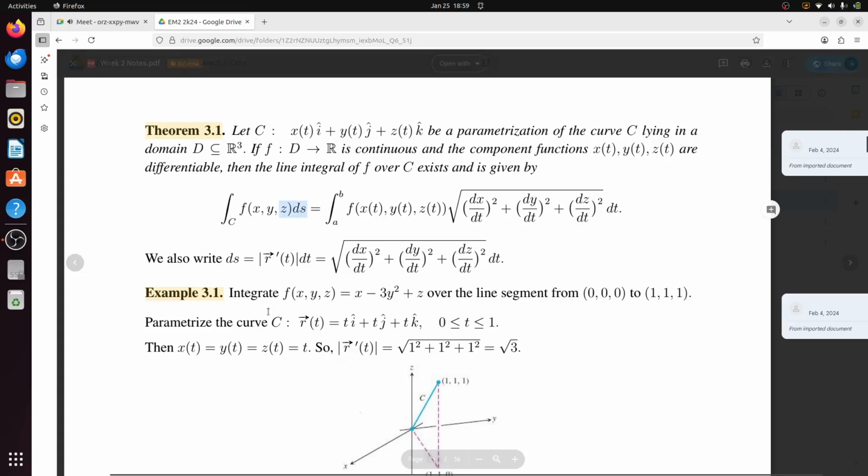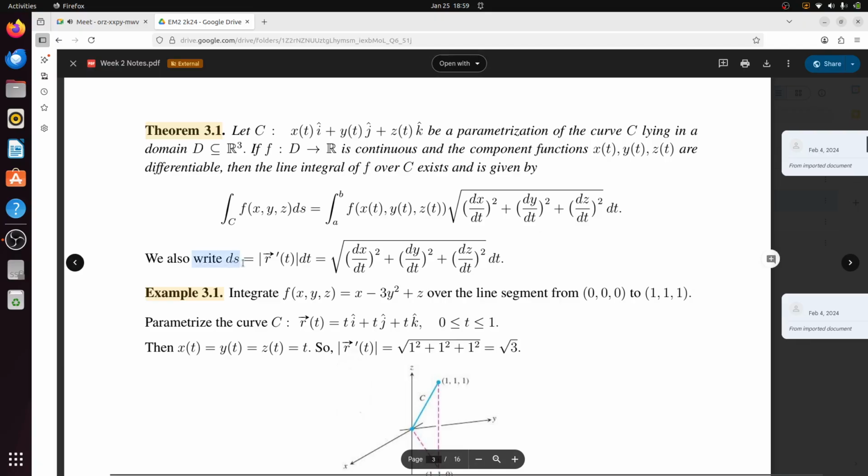Now this ds is the elementary arc length. You can write ds as (ds by dt) into dt, and ds by dt is equal to the square root of (dx/dt) whole square plus (dy/dt) whole square plus (dz/dt) whole square, times dt. And this ds is the modulus of (dr/dt) dt. dr/dt means the position r(t) is differentiated, and then the magnitude is determined.